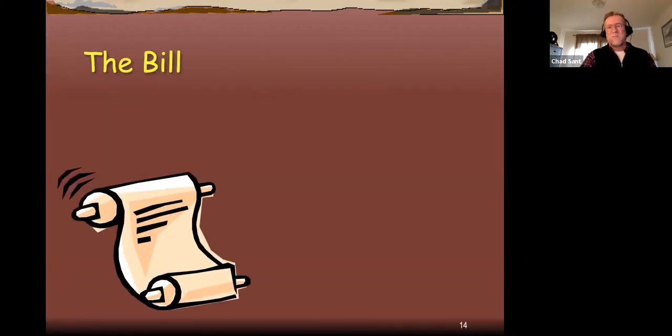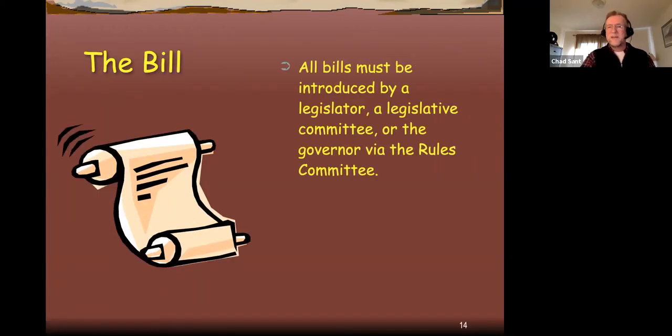All right, so back to the bill. Assuming you find somebody, a legislator, to sponsor or co-sponsor or take you under their wing, the bill must be introduced by the legislator or a legislative committee or the governor. Not all states have a strong governor form of government where the governor can actually introduce bills, but Alaska does. And that confuses a lot of people.